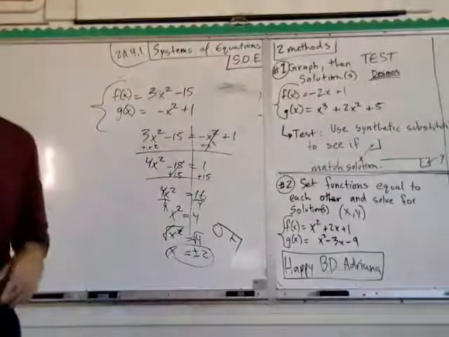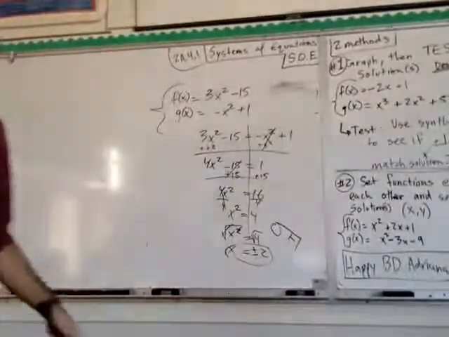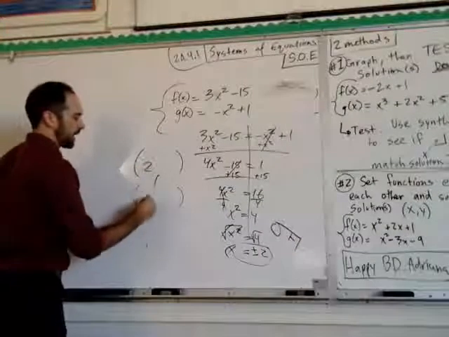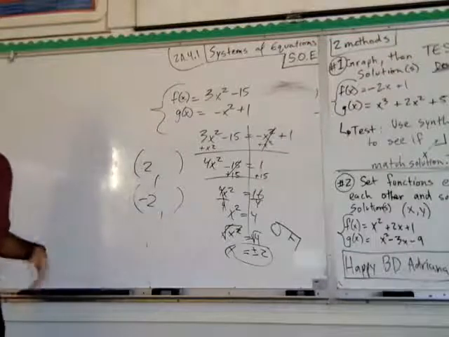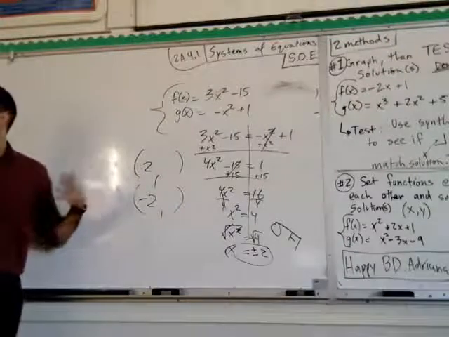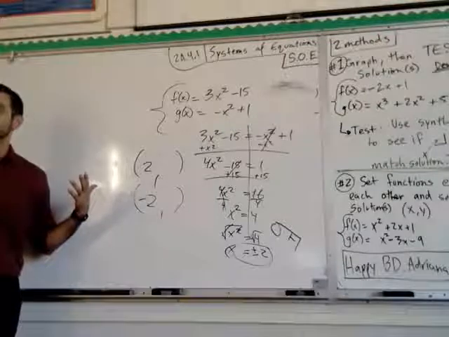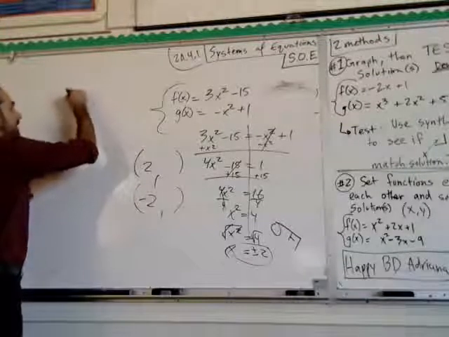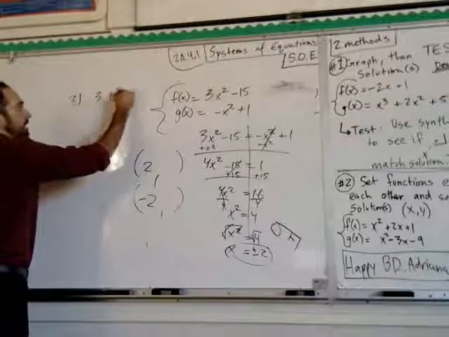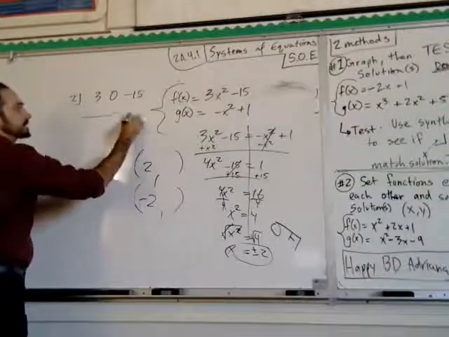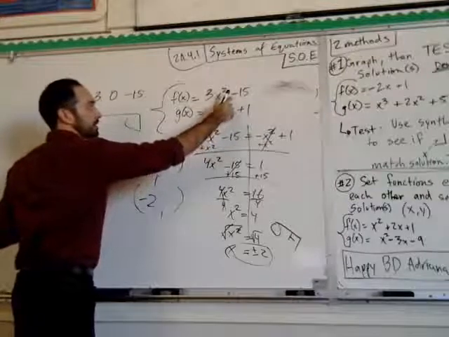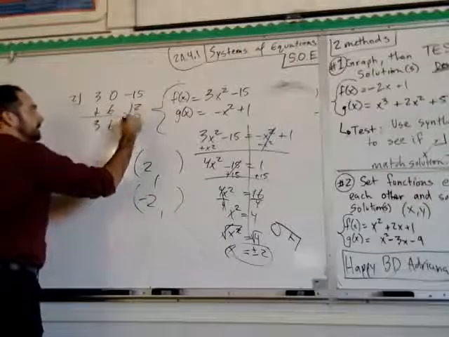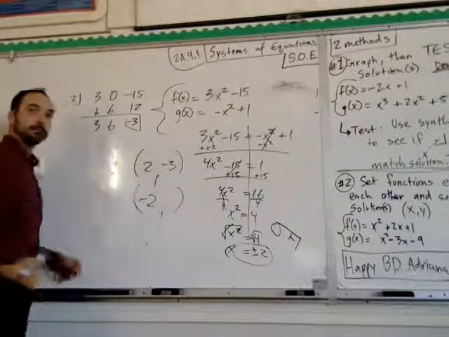Now we have 2 of our solutions coming into view. We have a positive 2 and a negative 2. And what's our slick method of figuring out what our y values are? Plug it in using synthetic substitution. We use 3, 0, negative 15, because there's a missing x term here. So I set it up, drop it, multiply it, and get negative 3. That's one solution, done.